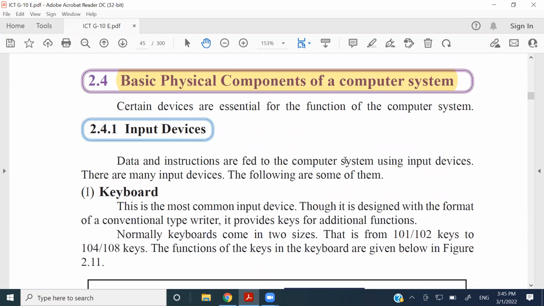Also write system. Come again, Rizwan? Should we also write system? Yes, the entire part that I have highlighted. Basic physical computer components of a computer system. And under that, the first subheading, input devices.